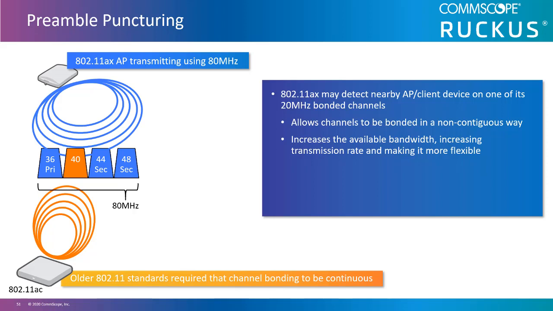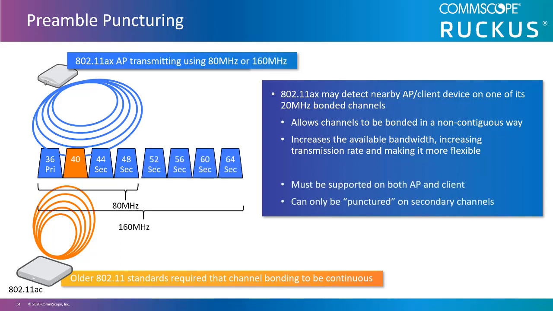Because it is considered an optional capability, we will see how this is adopted in production environments, but it seems it could be effective in homes or areas where wide transmission is in use. This feature is also available for 160 MHz channels. However, for this to work for either 80 or 160 MHz transmissions, it must be supported on both AP and client, and only secondary channels can be punctured.